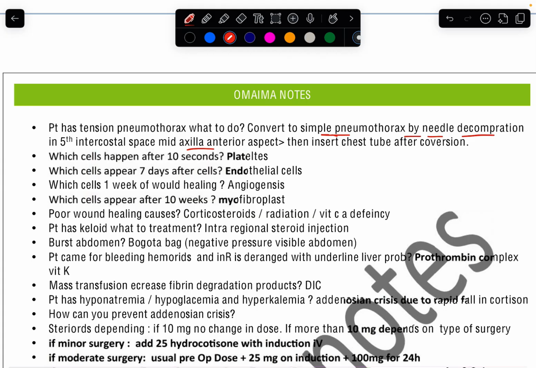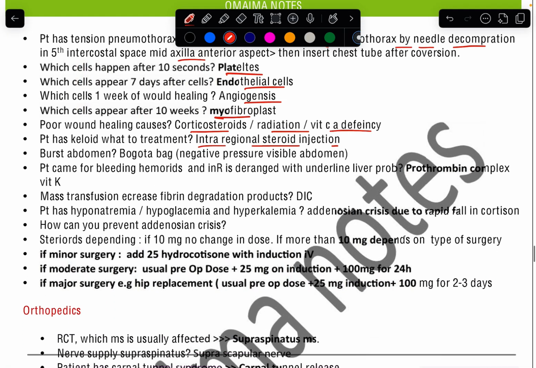What cells appear after 10 seconds? Platelets. What cells at 7 days? Endothelial cells. At 1 week, angiogenesis. At 10 days, myofibroblasts. Poor wound healing: corticosteroids, radiation, vitamin deficiency. Keloids: steroid. Burst abdomen: Bogota bag.